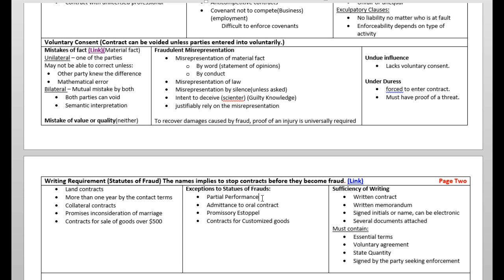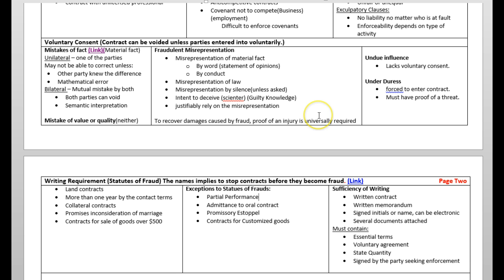And they must contain some essential terms of what's going on and what's being exchanged and what's involved with the contract. It must show voluntary agreement. You must state the quantity, and you need to have it signed by the party seeking enforcement, which means it only has to be signed by one person within the agreement. Think of getting a loan from a bank. That's a contract, but the bank doesn't sign it. You sign it, and they will be enforced to you. The enforcement would come to you.